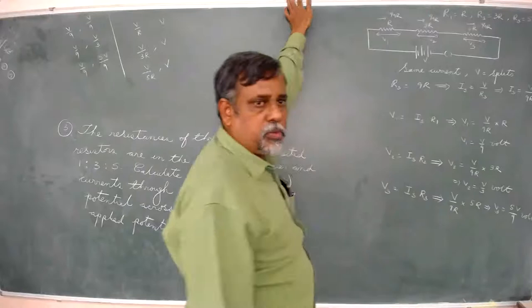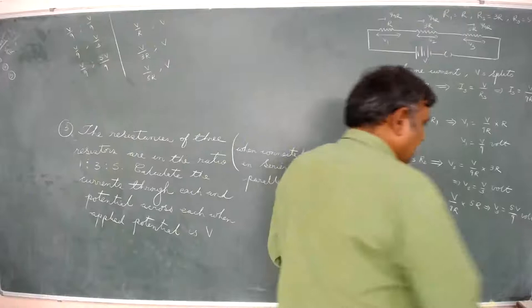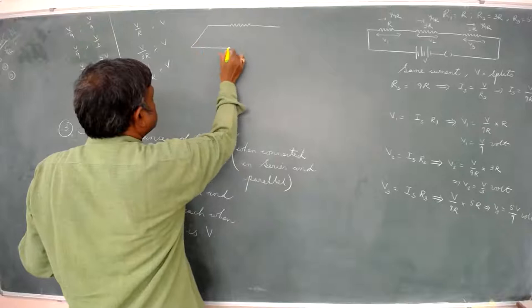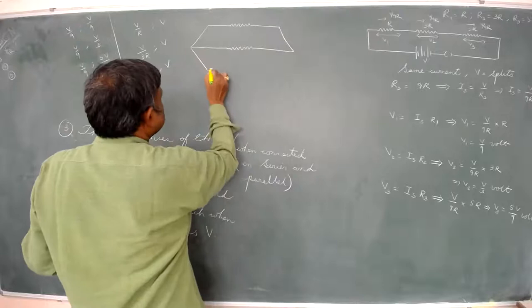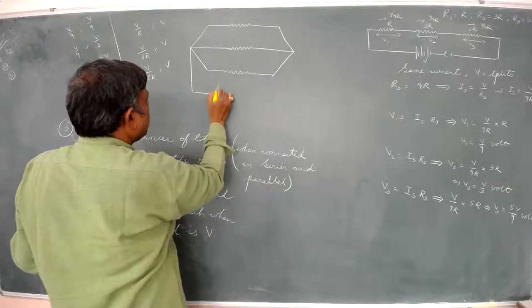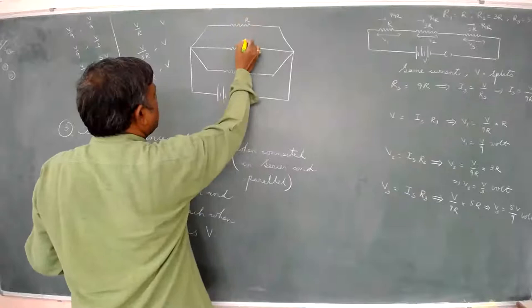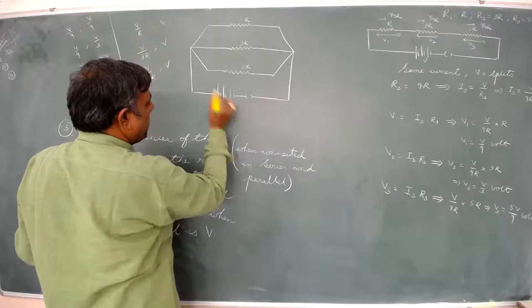Now the parallel combination also we need to calculate. In the parallel combination, I am giving you the diagrammatic representation. This is the first resistor, this is the second resistor up here, and this is the third resistor up here. These three are connected in parallel with the battery, like this. This is R, this is 3R, this is 5R, and this is the potential V.